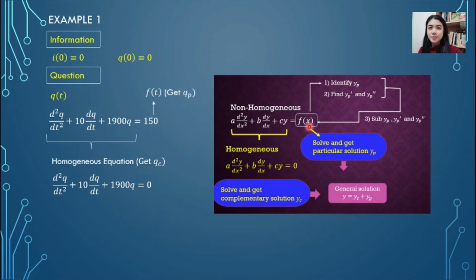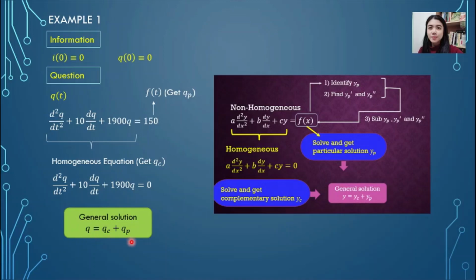And from the function f, what you have to do is identify your trial solution yp. Of course, in our case, you do not have the variable y. What you have here is the variable q. So you're going to identify your trial solution qp. And then you're going to have your general solution, that is y equals yc plus yp. So you need to modify this just so you can use it. In our case, it's supposed to be q equals qc plus qp.